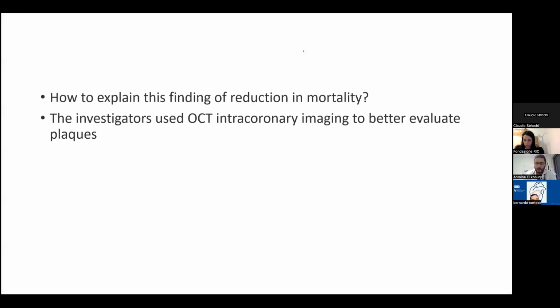Okay, so how can we explain this reduction in mortality found in the complete study? In the complete trial, they tried to do OCT intracoronary imaging to evaluate the plaques, because as you know, we have plaques that are high risk for rupture, and we have stable plaques. So they tried to investigate the remaining non-culprit lesions, to see if there are high-risk plaques or plaques without a high risk.